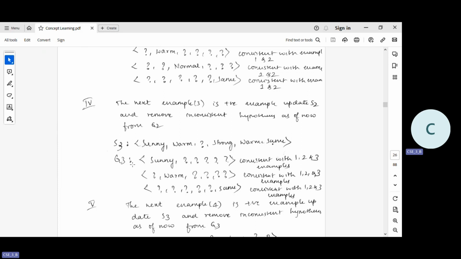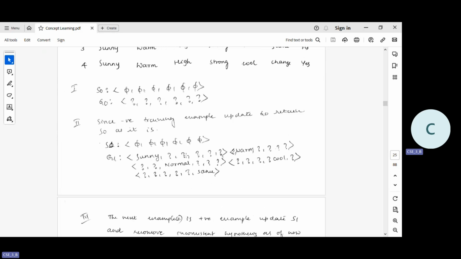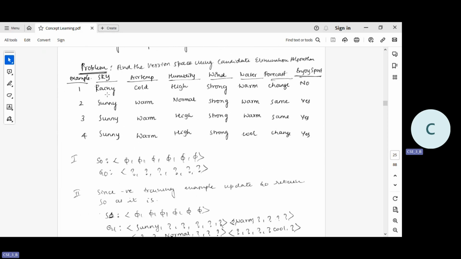So when we go to the generic boundary, we can take the hypothesis and we are able to find out which are not consistent with the training examples as of now. That is training example 1, 2, and then 3. Now Sunny has to be observed with the attribute value Sunny, with all question marks. So we are considering here. There is a mismatch, right? So there is no match. So the outcome is no. So then it is positive with the first example.